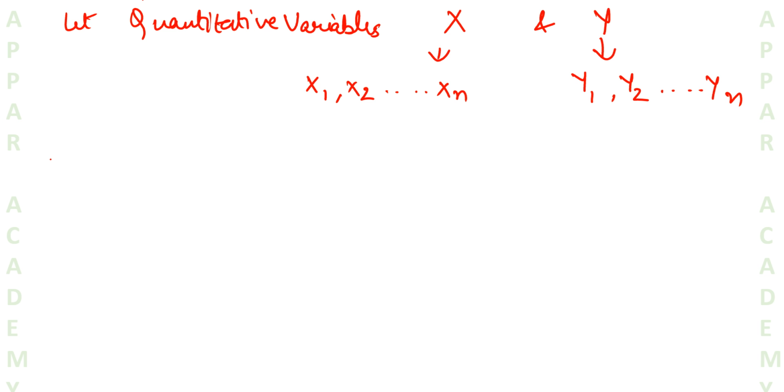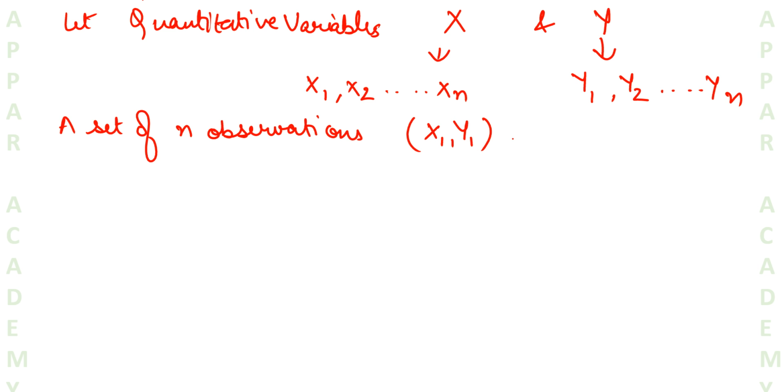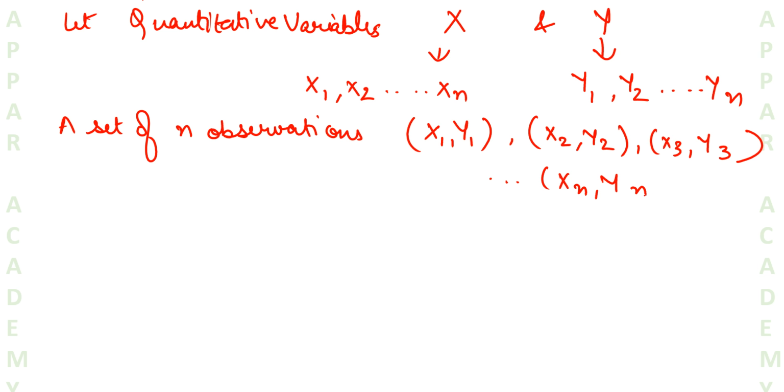Now let us consider a set of n observations: x1, y1, x2, y2, x3, y3. These are the sets of n observations on these two quantitative variables x and y. The first observation is x1, y1, the second is x2, y2, the third is x3, y3, till xn, yn.